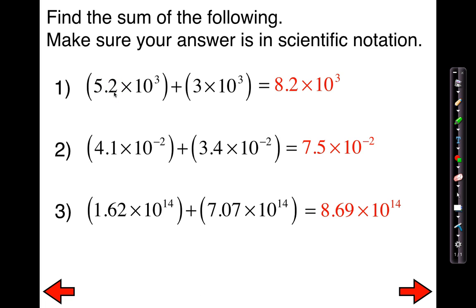10 to the 14th. So please make sure that when you're adding scientific notation, you're making sure that the base and the exponents are the same. It has to be the same base raised to the same exact exponent before you can start adding the coefficients together.